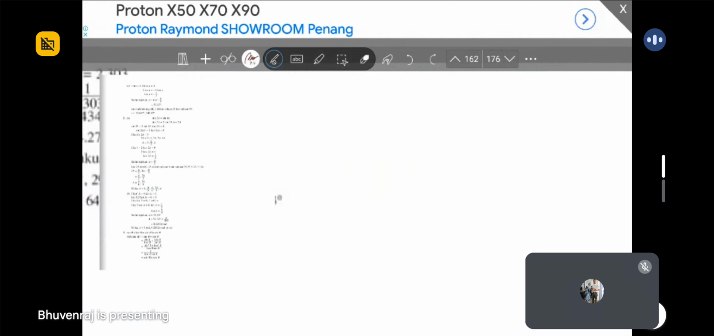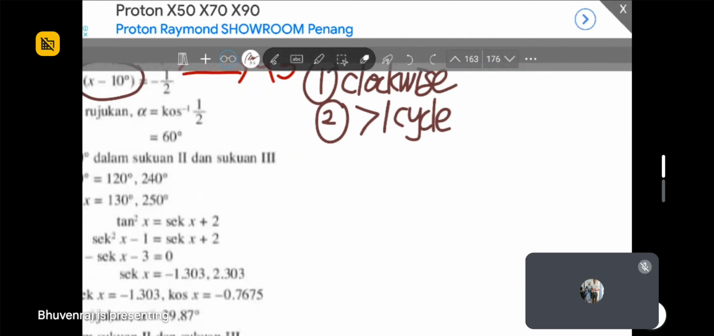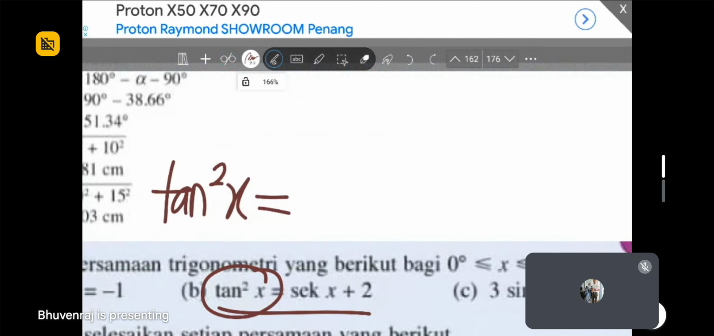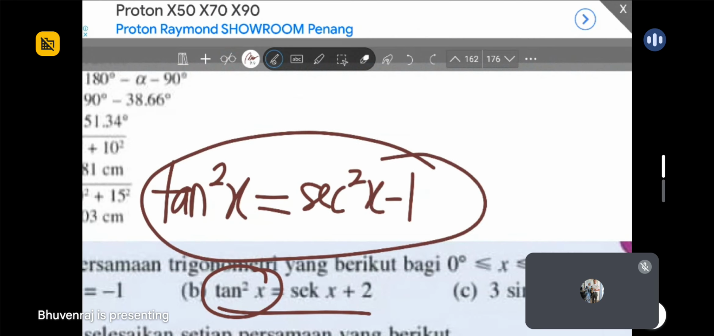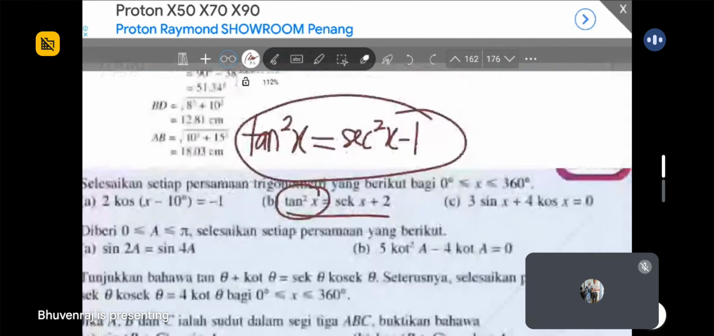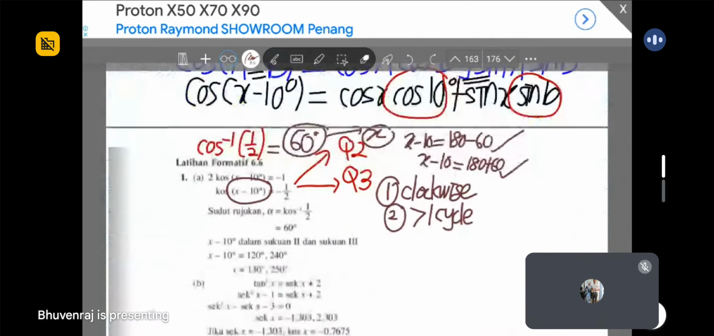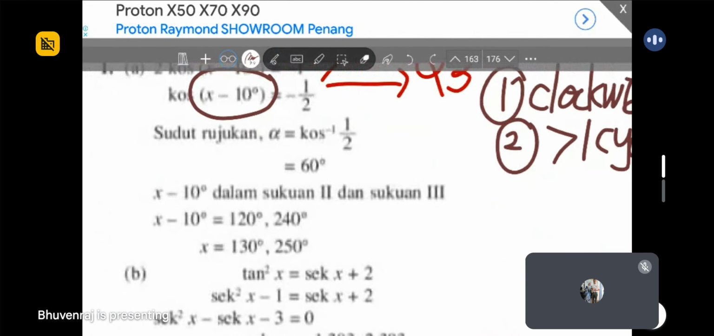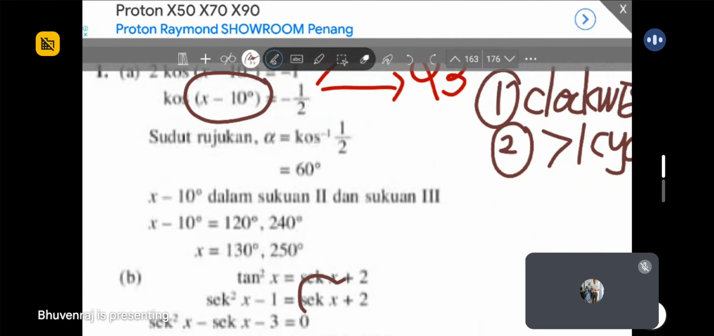So you will actually get what? Tangent square x equals secant square x minus 1. Am I right? This is the identity, guys, for tangent square x. So kamu boleh tukar macam ni. You will get secant square x minus 1 equals secant x plus 2. Dia macam ni lah. And then you shift everything to the left hand side. Pindah semua ke sebelah kiri.